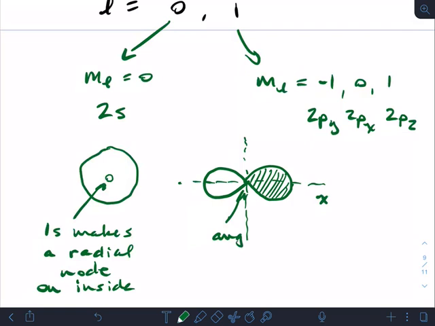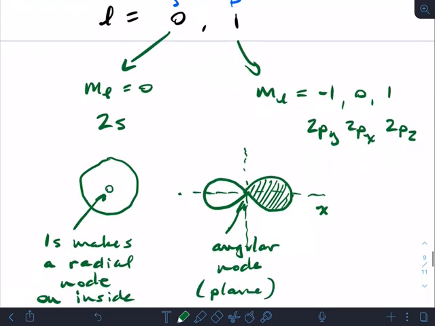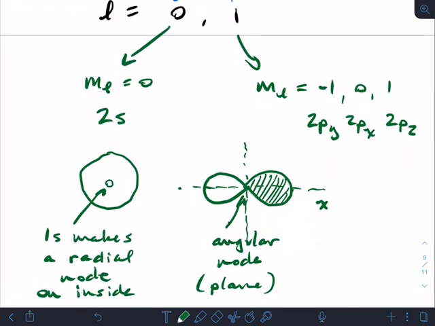All right. So what we get is an angular node. Okay? Or it can be referred to as a plane. All right? So with the value of 2 for n, if n equals 2, then that means that we have 1 node. If it's a p orbital, that node is an angular node. That's a plane. If it's an s orbital, then that means that we have that 1s making a radial node on the inside. Okay? Angular nodes versus radial nodes.